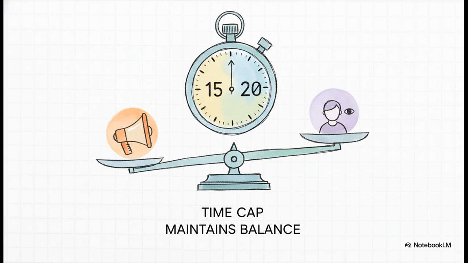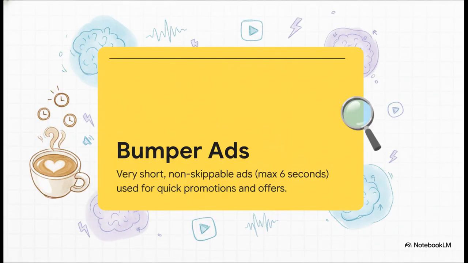It's YouTube's way of trying to balance things out, making sure the advertiser's message gets through without totally losing the viewer's patience. And because they guarantee a full view, well, you can bet these ads are often way more valuable for certain advertisers. And then we have bumper ads.